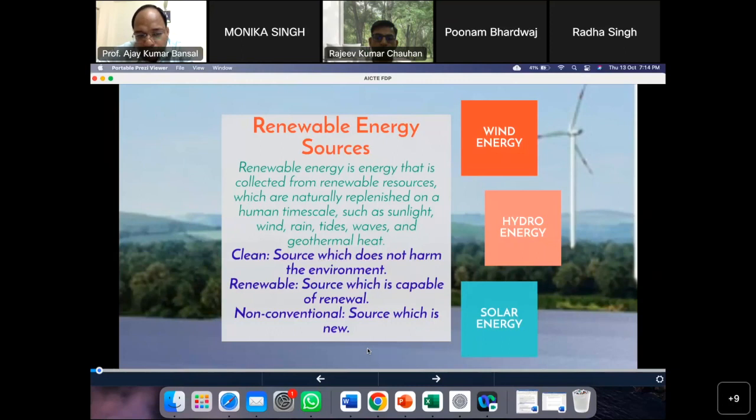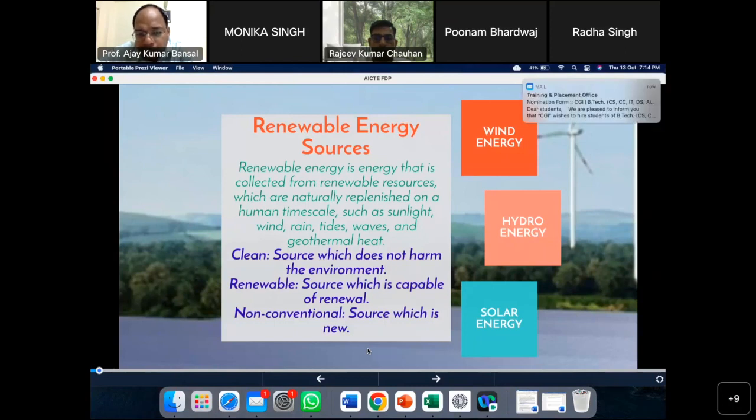And then we have non-conventional sources of energy. The non-conventional are the sources which were not available in the traditional time, and they are new sources of energy which we will be using for generating energy.